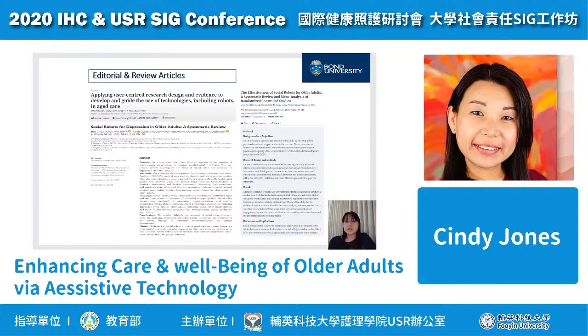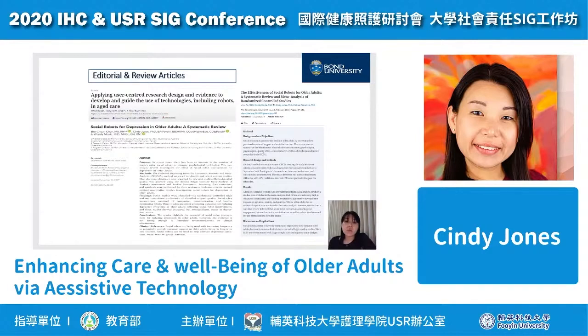So in this slide, what I like to highlight are some editorial or review articles regarding social robots. Now, these articles, I'm one of the co-authors, and it was actually published with my colleagues, my mentor, and my PhD student. So the one on the right is about the effectiveness of social robots for older adults. It's a systematic review meta-analysis of randomized control trials. It's a very highly cited systematic review, even to today. It was only published in 2018.